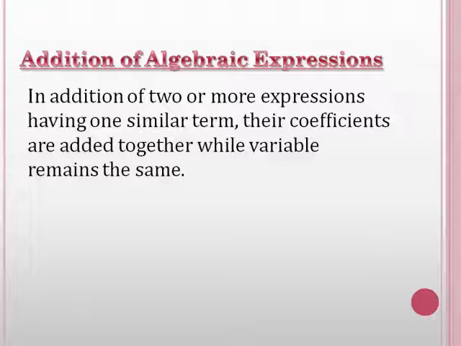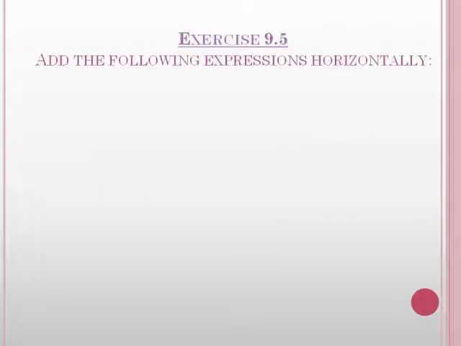In addition of two or more expressions having similar terms, their coefficients are added together while the variables remain the same. Now here's exercise number 9.5, add the following expressions horizontally. Now how do we solve the expression horizontally? Here's question number 1.